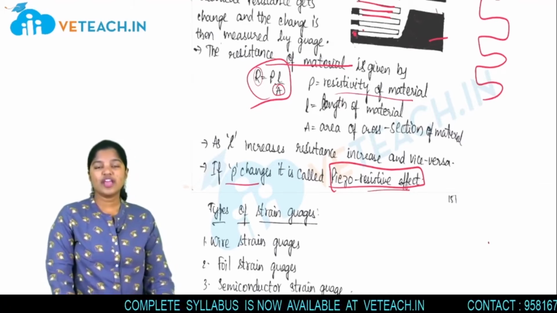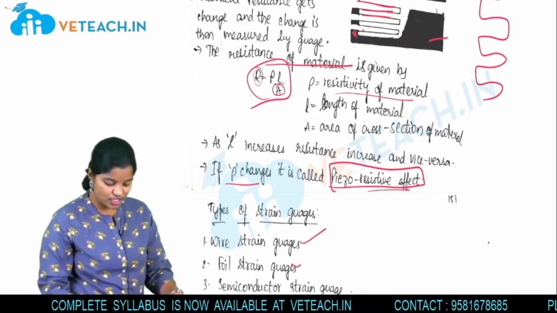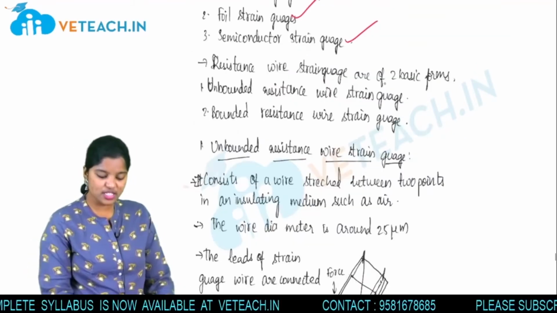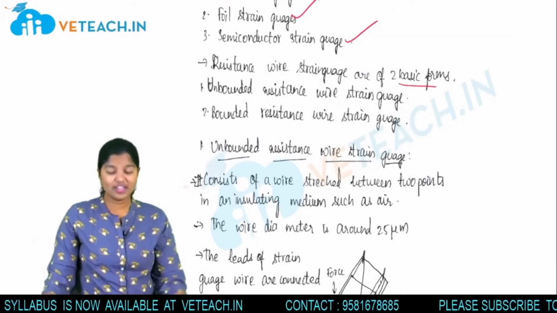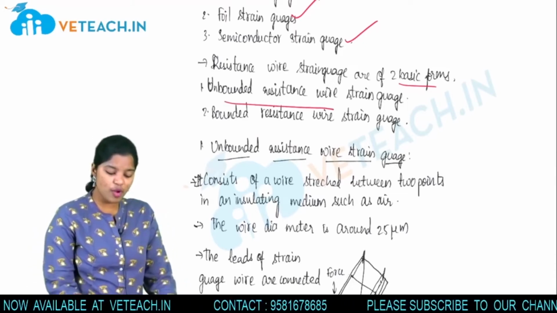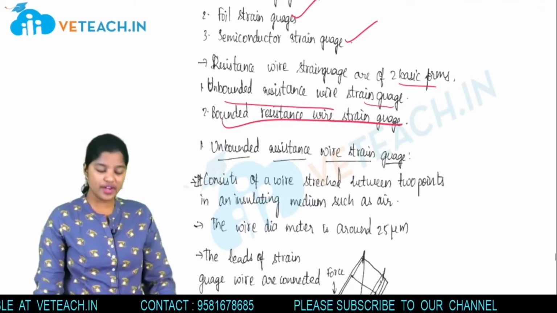So we have many types of strain gauges. Out of them, there are wire strain gauges, foil strain gauges and semiconductor strain gauges. The resistance wire strain gauge is basically of two forms. One is the unbonded resistance wire strain gauge and the other one is the bonded wire strain gauge.